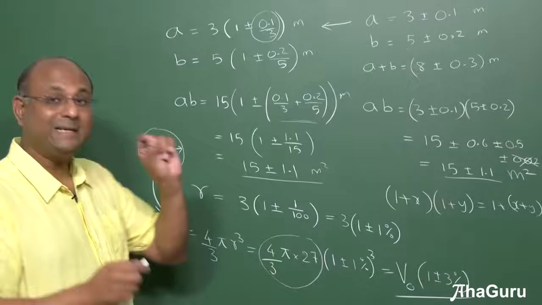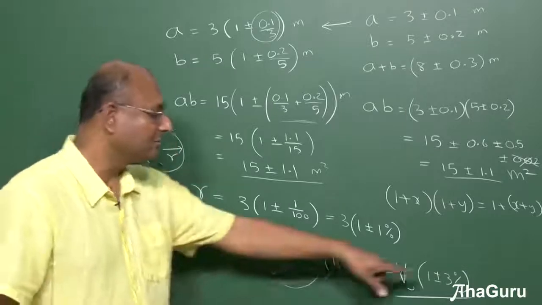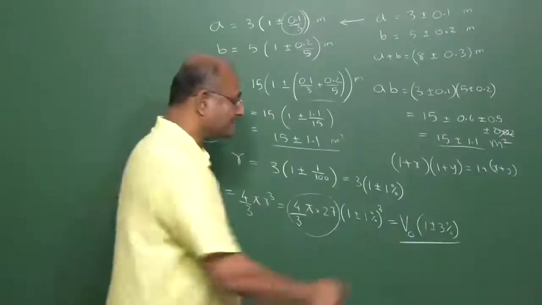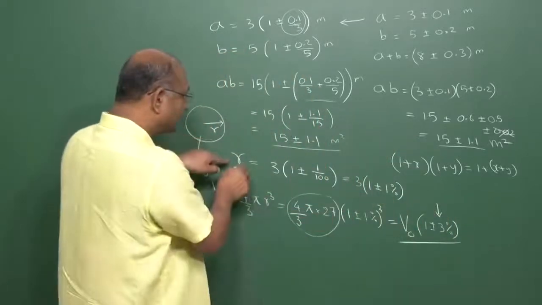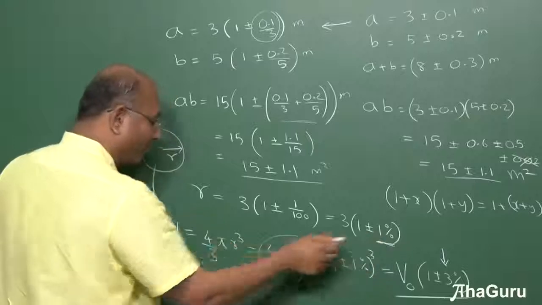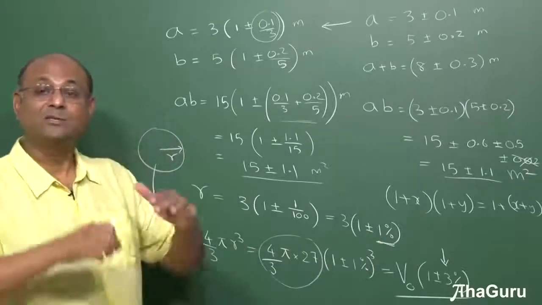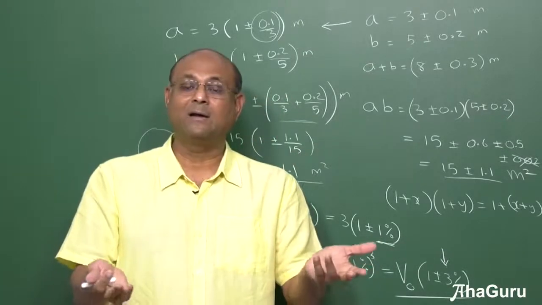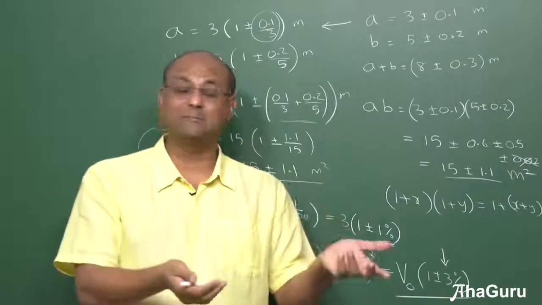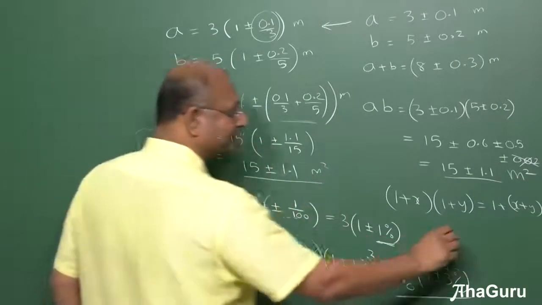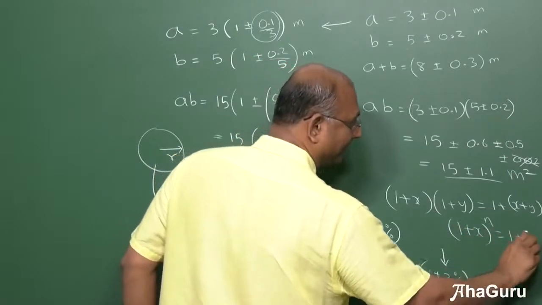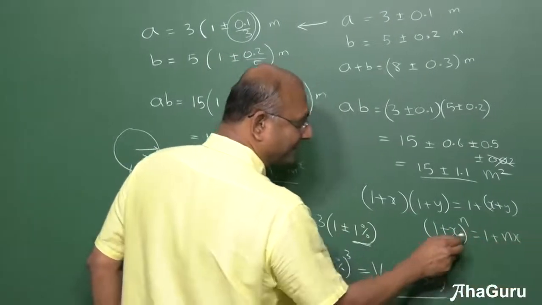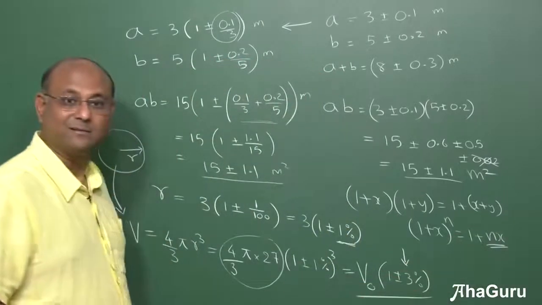So what is the percentage error in the volume? 3%. Because this is our percentage error. Right? So radius was 1% error, volume is 3% error. So when you cube the r, the percentage error just becomes 3 times. Why 3 times? Because (1 + x)^n becomes 1 + nx. So x percent will become nx percent.